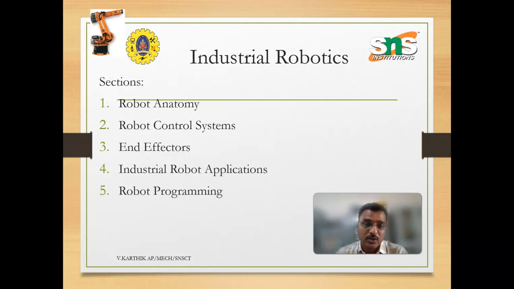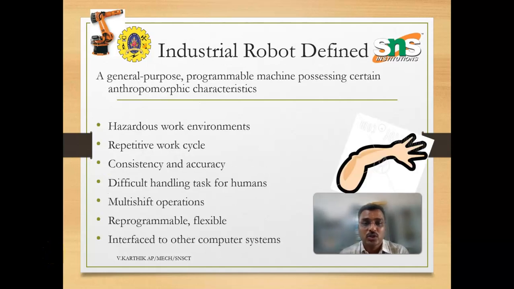The sections we will discuss are robot anatomy, the robot control system, end-effectors, industrial robot applications, and robot programming. All five parameters are very important in the robotics subject, where the industrial robot is defined as a general purpose programmable machine with certain anthropomorphic characteristics. We know that robotics is defined to minimize human work.